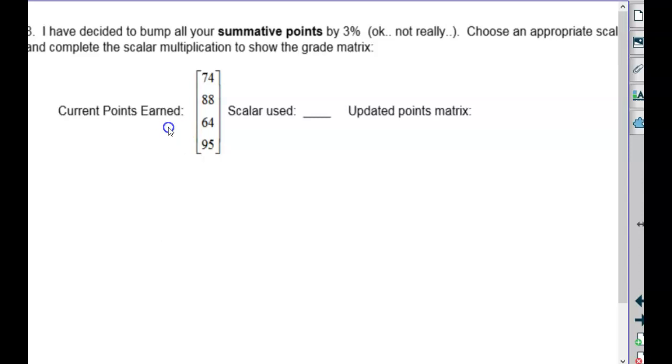Okay, I have decided to bump all of your summative points by 3%. Okay, not really. Choose an appropriate scalar. What would you need to multiply by to up everybody 3%, not to find the 3%? 1 point. Yes. So you get to keep your current grade and add 3%, which would be 1.03.